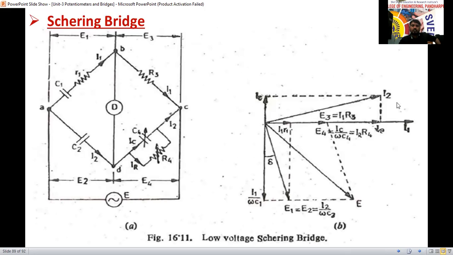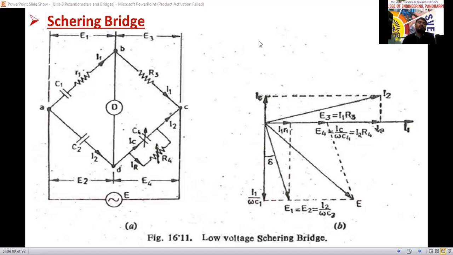Okay, so compare the De Sauty's bridge and this bridge here. Is there any difference? Yes, sir. What is the difference here? C4 and R4 connected in parallel. Very good. C4 and R4 both are connected in parallel here.